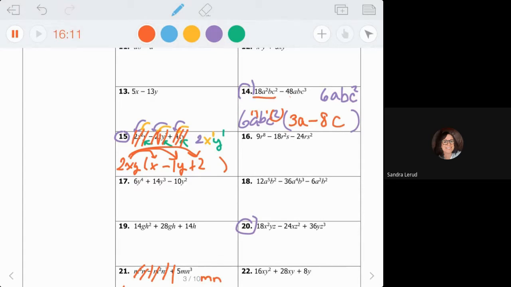Or if you don't like that method, remember you can always just say, I'm going to divide each of these by my 6ABC squared. 6ABC squared. And you can just say, well, that's a 3. These will cancel, leaving an A. These will cancel. These will cancel. So there's your 3.